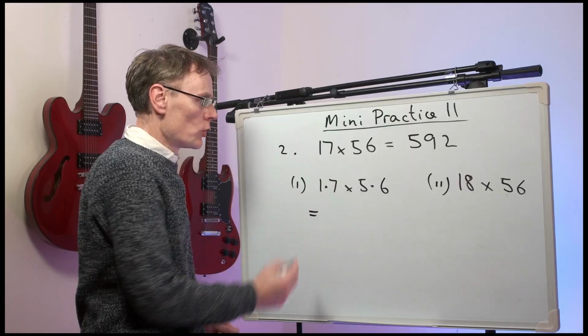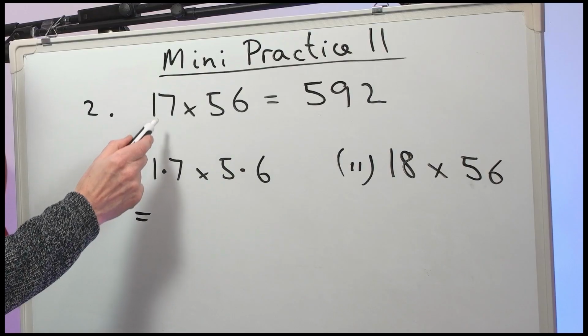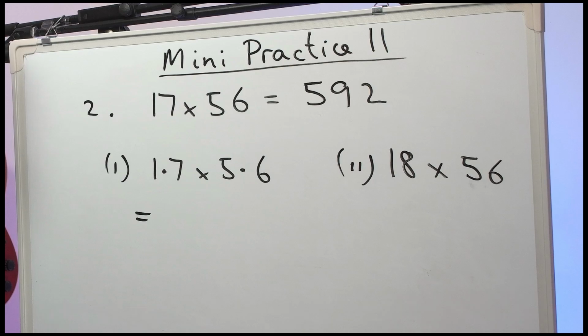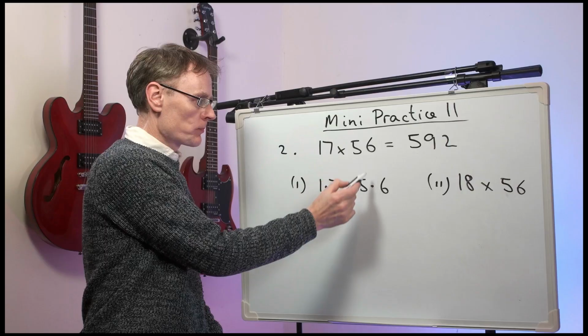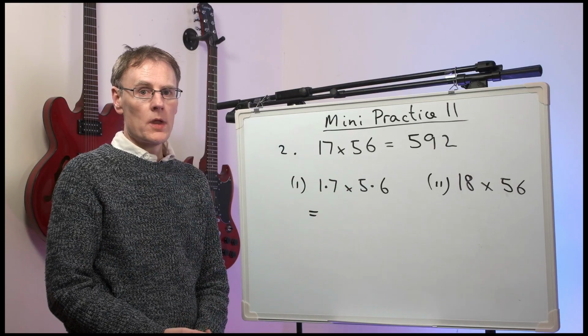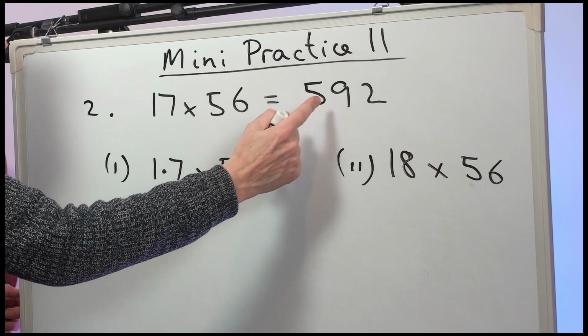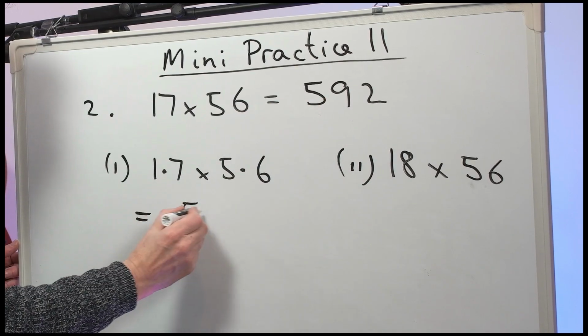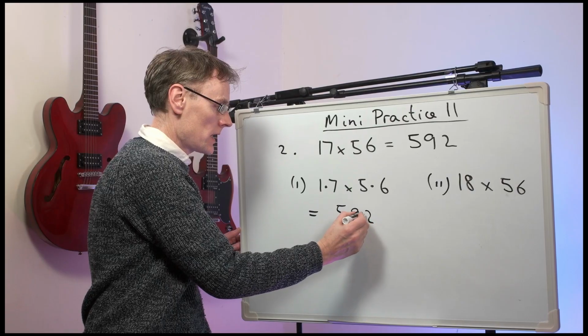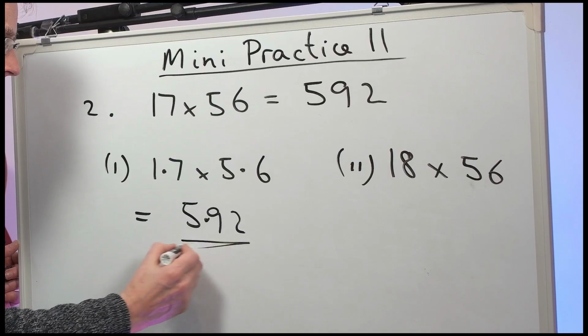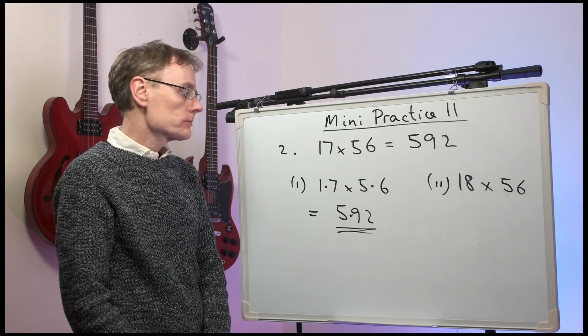Well, it's a lot smaller. The 1.7 is 10 times smaller, and the 5.6 is also 10 times smaller. So the answer is 100 times smaller. We need to take 592 and divide it by 100. 100 times smaller is 5.92.